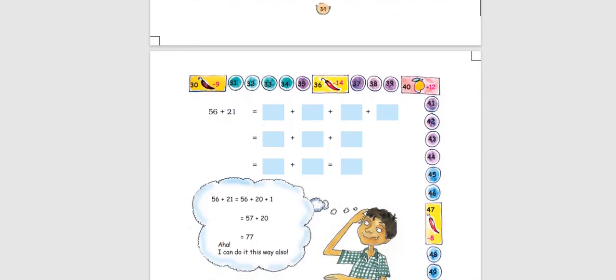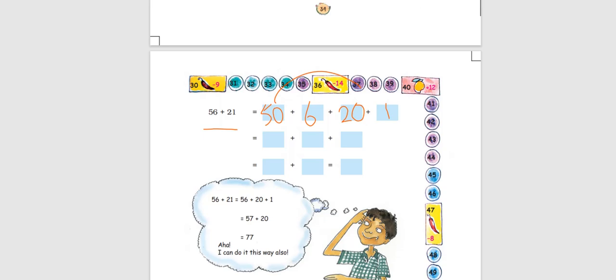Now you have 56 plus 21. 56 is 5 tens, 50, and 6 ones is 6. 21, you have 2 in tens place, so you have 2 tens, 20, and 1 one, so it's 1. Let's add up the tens first.